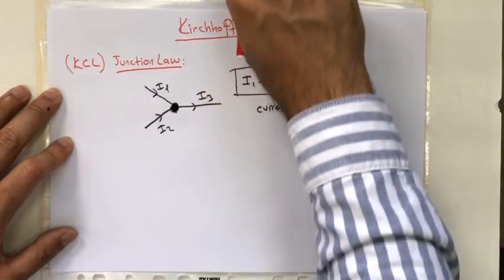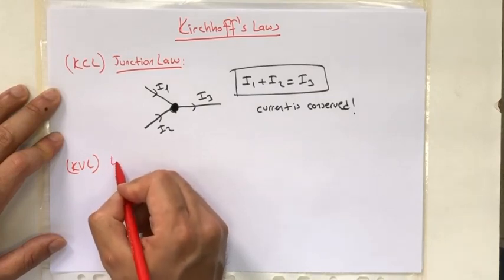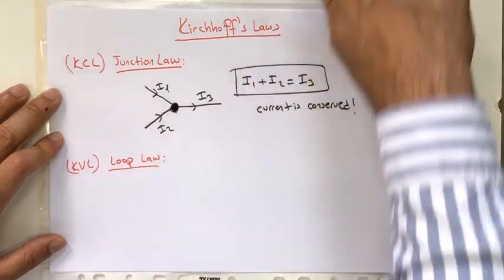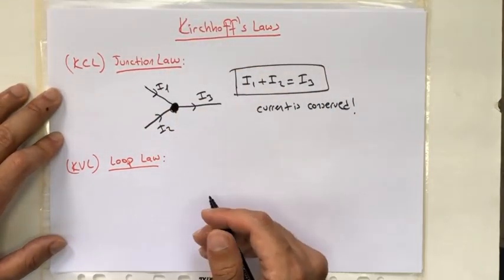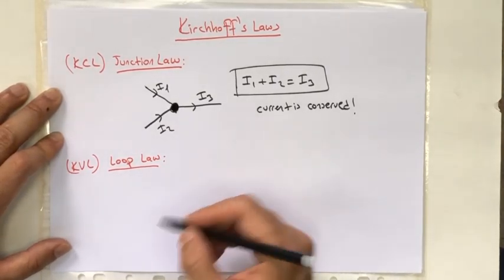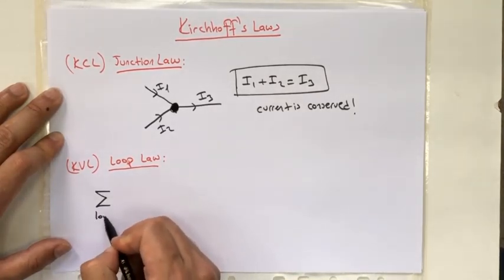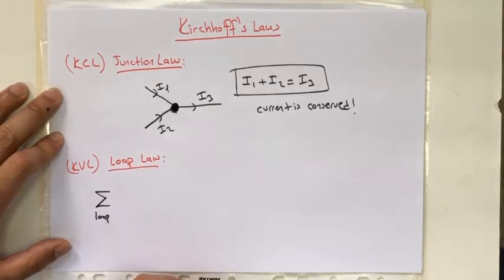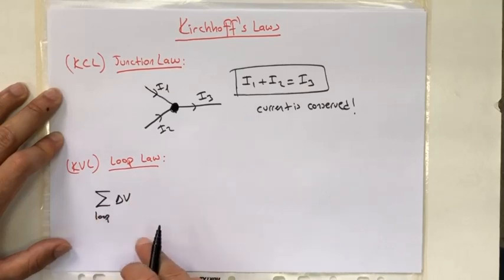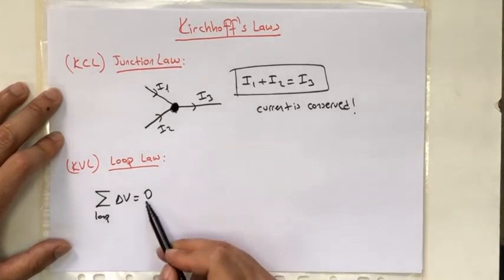The second law is Kirchhoff's voltage law, KVL, in other name the loop law. It states that in any closed loop, the voltages around that loop must add up to zero. In mathematical description, the sum of the potential differences across each circuit element must add up to zero.